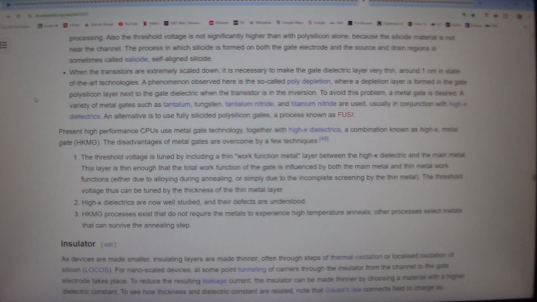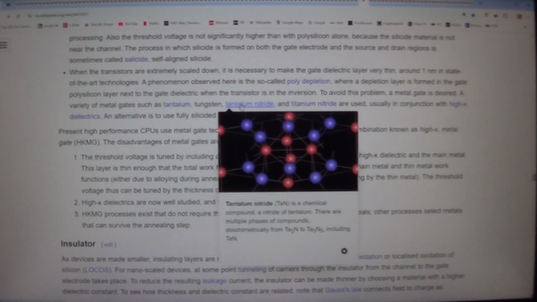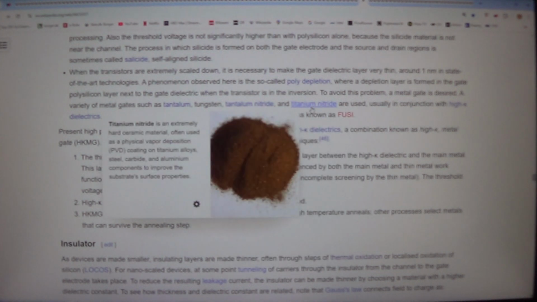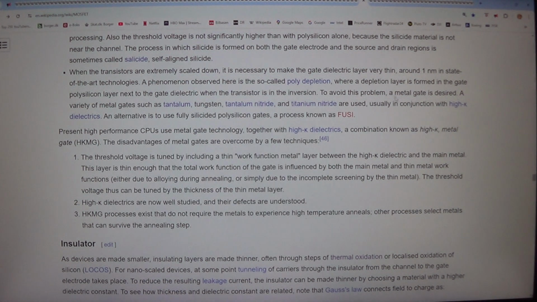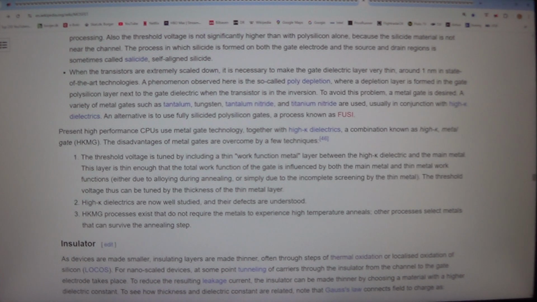A variety of metal gates such as tantalum, tungsten, tantalum nitride, and titanium nitride are used, usually in conjunction with high-k dielectrics. An alternative is to use fully silicided polysilicon gates, a process known as FUSI. Present high-performance CPUs use metal gate technology, together with high-k dielectrics, a combination known as high-k metal gate, HKMG.